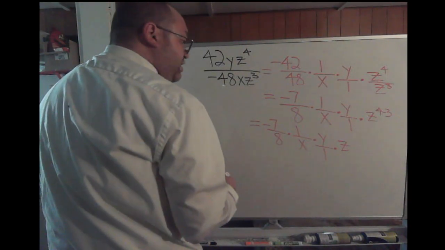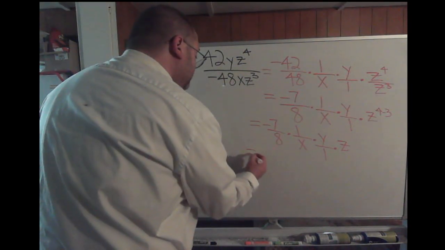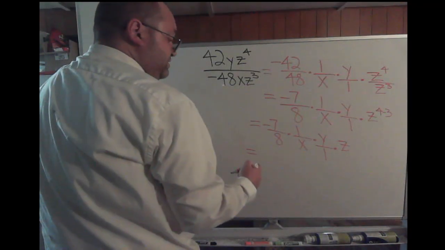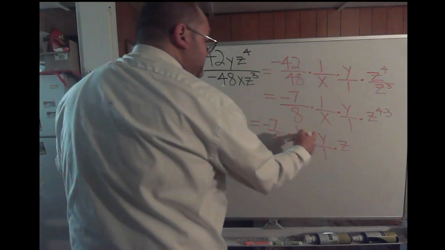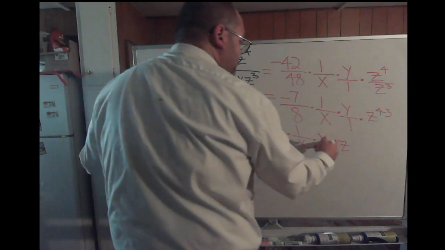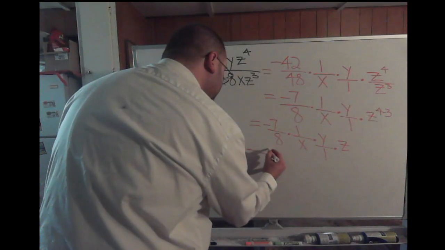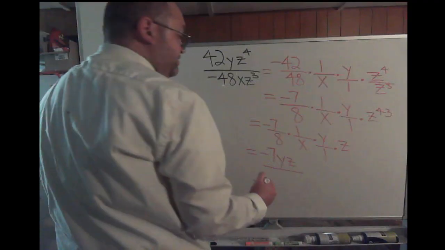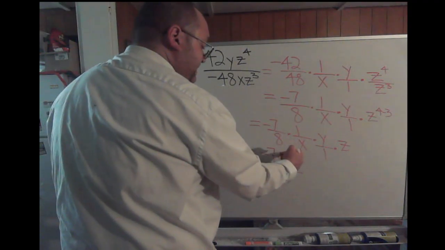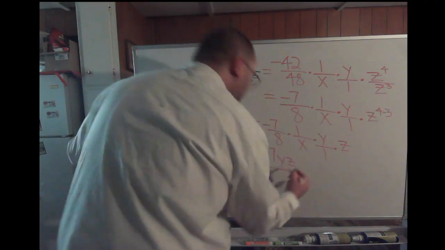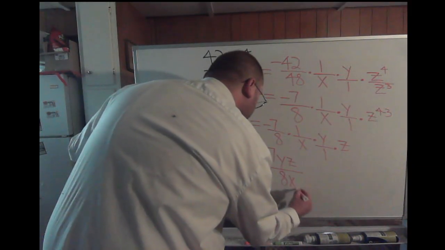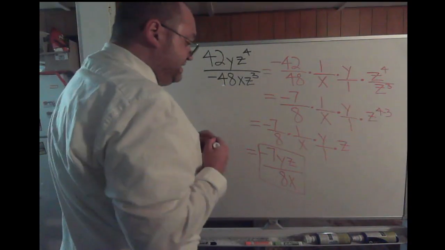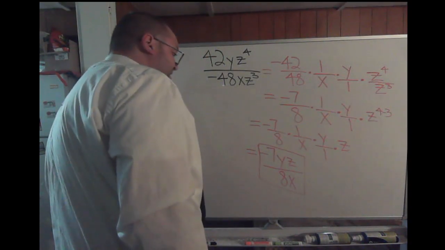I think now we're ready to go ahead and put this together and form our answer. So start with your numerator, negative 7 times 1, that's going to be negative 7 times y, be negative 7y, times z will be negative 7yz. So you'll get negative 7yz over your denominator of 8 times x, which is 8x, times 1, which is 8x, times 1, which is 8x. So the answer you should get for this would be negative 7yz over 8x. That's exactly what you should get.